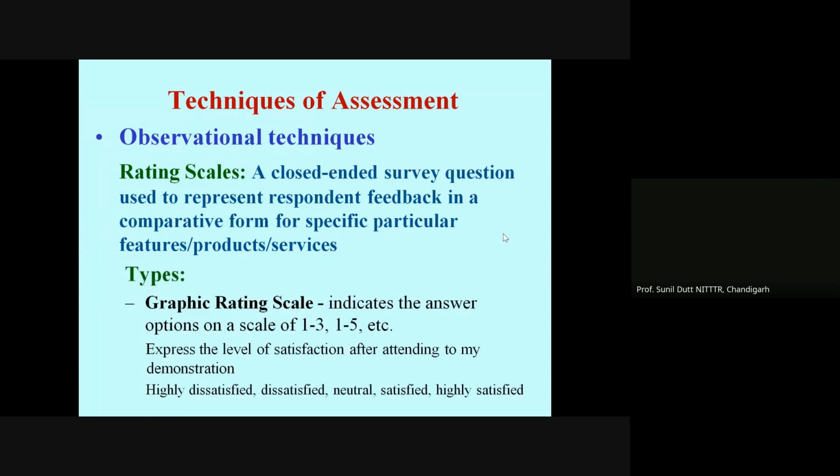There is one statement, there can be 10 statements. For example, after my lecture is over, I ask you for your expression. You express the level of satisfaction after attending my lecture: highly dissatisfied, dissatisfied, neutral, satisfied, highly satisfied. So 1 mark for highly dissatisfied, 5 marks for highly satisfied. So you can give the rating, and that will give the difference.